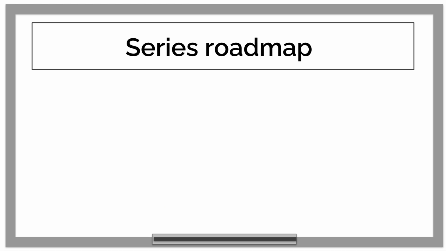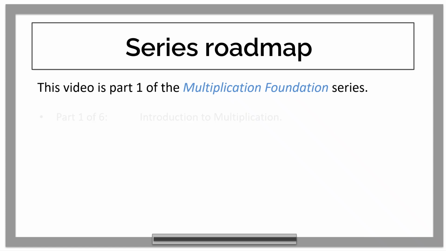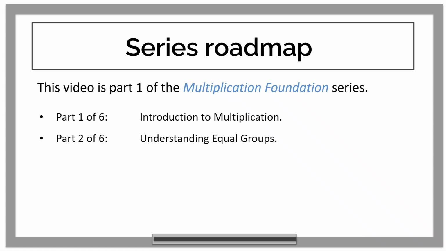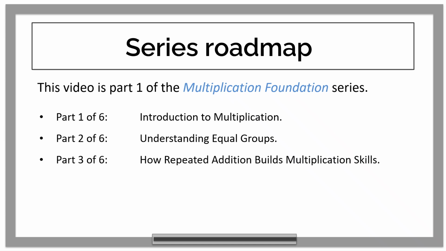Our series roadmap is as follows. We have this video, part 1. Part 2 is looking at understanding multiplication as equal groups. Part 3 is how repeated addition builds multiplication skills. Part 4 is on skip counting. Part 5 and 6 are on arrays.